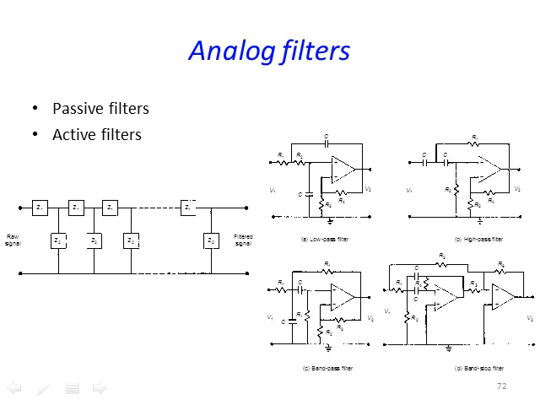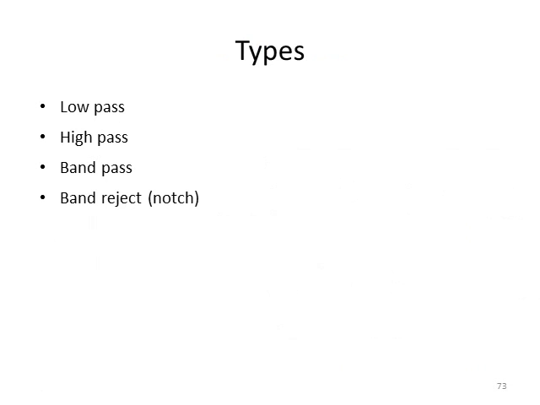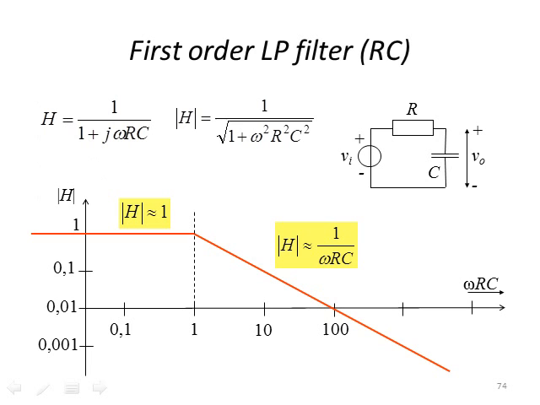Passive and active filters. A passive filter consists of impedances connected in a ladder network. Active filters contain an operational amplifier, so they can provide gain. As I said, the types are low pass, high pass, band pass, band reject, or notch.